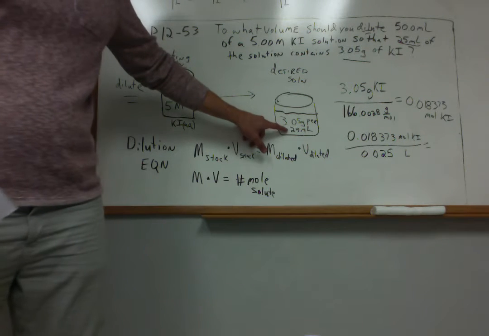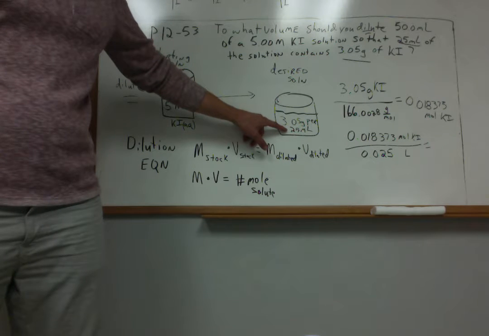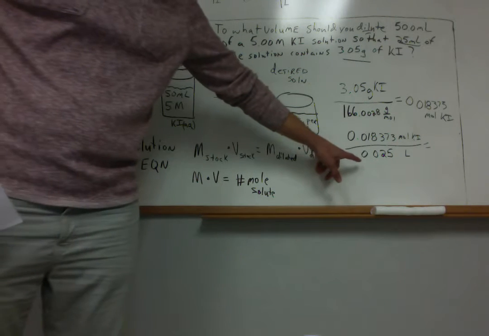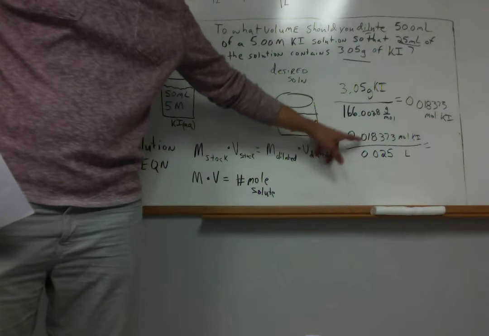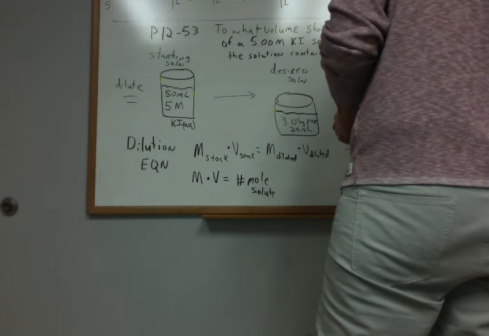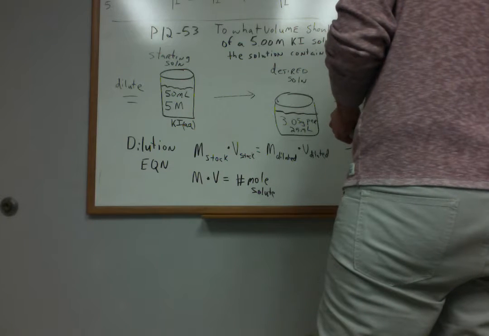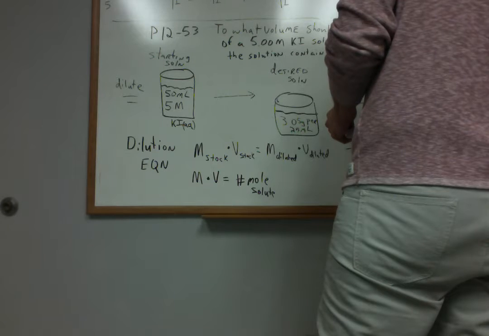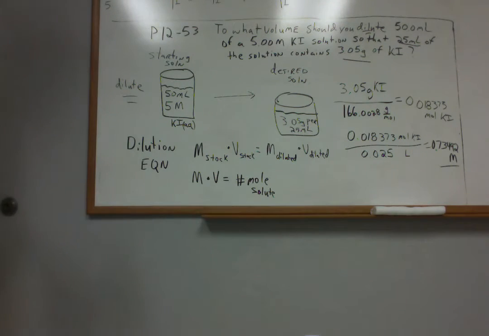So I'm going to take my 25 milliliters that was specified. I'm going to divide it by 1,000 to express it in liters, which is 0.025 liters. So I have this many moles in this many liters. And of course I can do the division there. Quickly determine on my calculator the molarity of this desired solution is 0.73492 moles per liter.